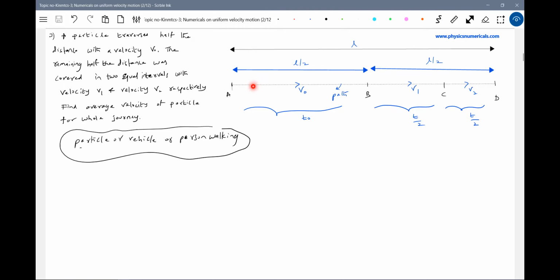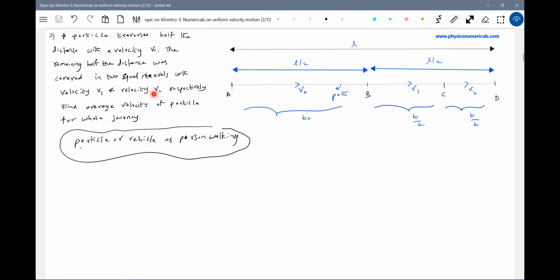First you will walk half of the distance with a speed V naught. The remaining half in two equal intervals of time with two different speeds, V1 and V2. It is asking to get the average velocity. Now, what is the basic definition of average velocity? What are these T naught and L? They are assumptions. This is not given, we are assuming it. T also is an assumption.